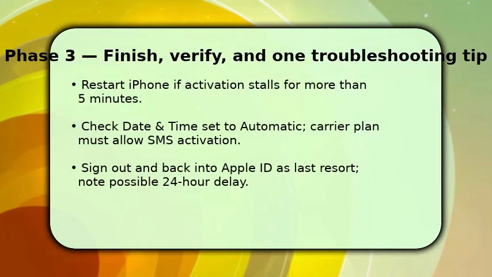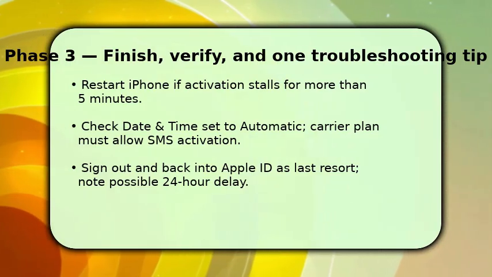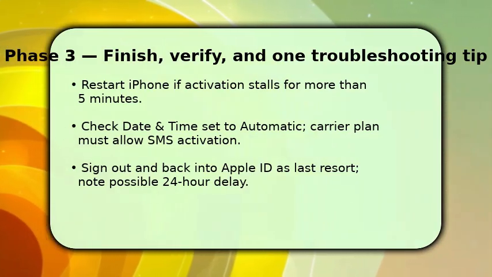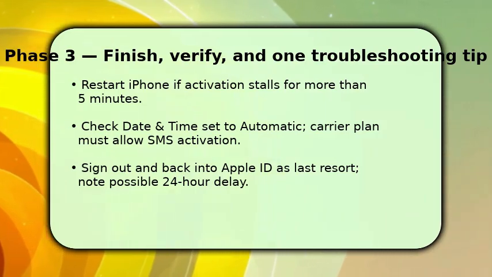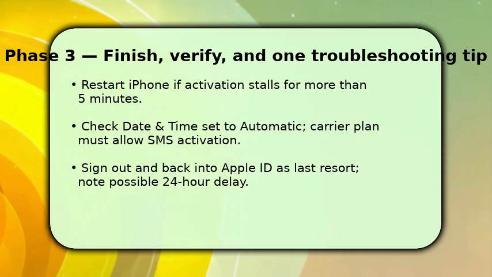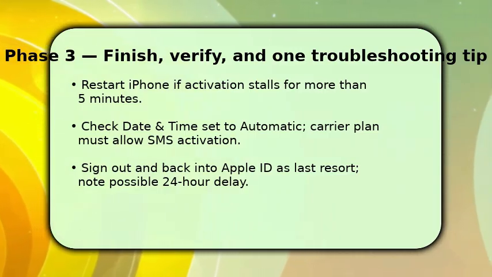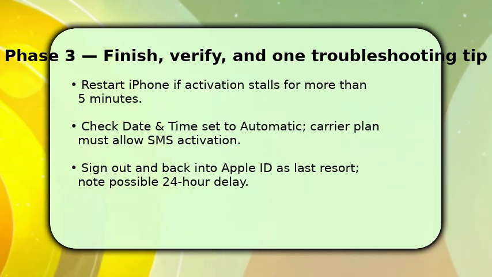Once Send and Receive shows your phone number and chosen emails, test by sending an iMessage. Blue bubbles confirm success. If activation stalls, restart the iPhone and then try again, because a reboot often clears transient network or service issues. Make sure date and time are set to automatic and your carrier allows SMS for activation.